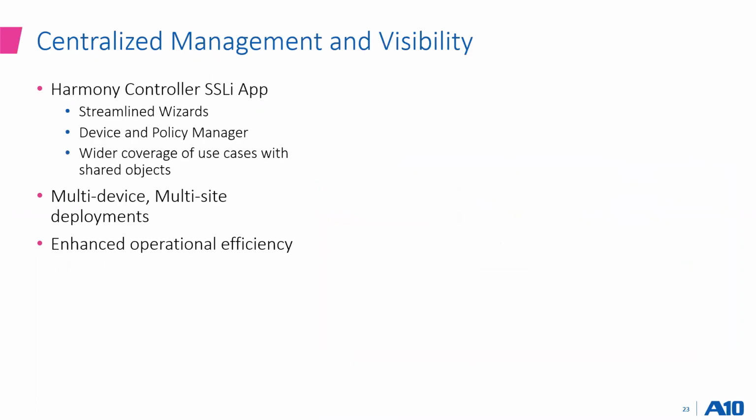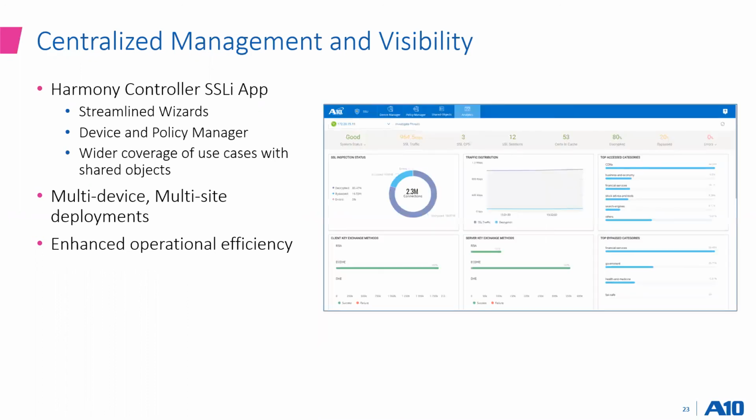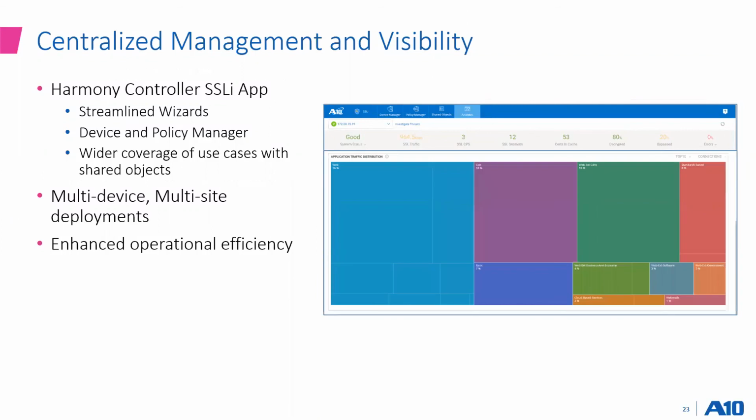Then I mentioned centralized management and visibility. So we have something called the Harmony Controller from A10 Networks. With its SSLi app, you get the same wizards, but for multiple devices. So you can have multiple devices deployed across the globe. Or even if we're talking about India, you can have one device deployed in Mumbai, the other can be deployed in New Delhi. And you can have this one controller with centralized management and visibility capabilities. So you have uniform policies applied across all of your devices, and you can have full visibility into whatever's happening in all of those devices, whether it's on the application level or otherwise.